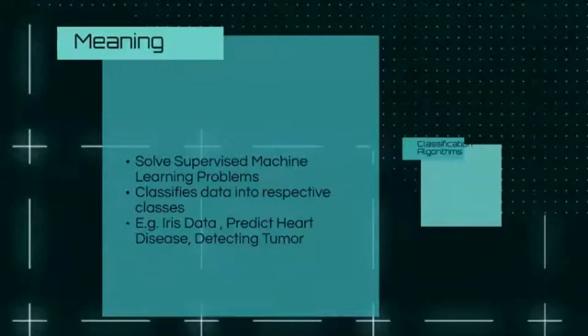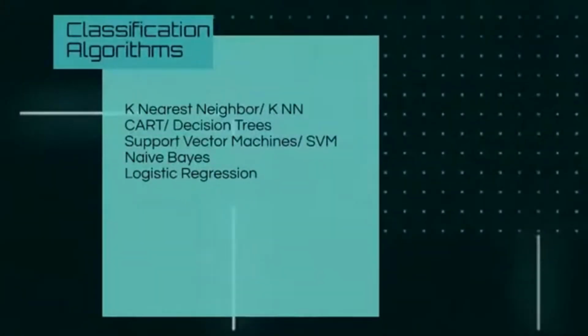Another example is predicting heart disease. Another is detecting a tumor, whether it is benign or malignant. We have done these in machine learning projects, so you can go through them once more if you want to revise. We were applying classification algorithms there. So now let's walk through the classification algorithms.